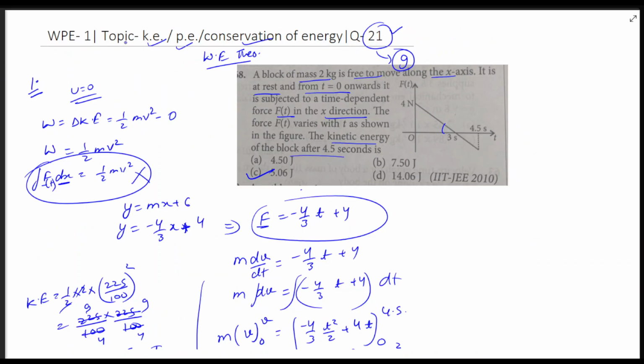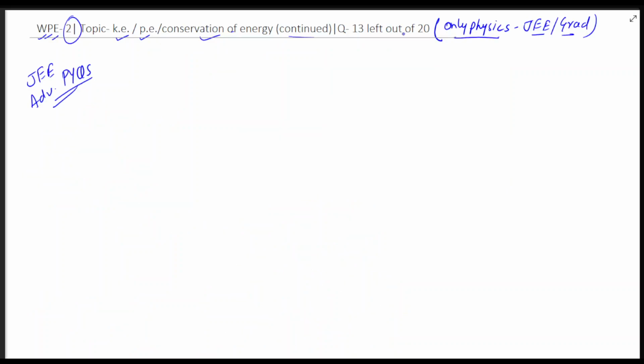In the same video, the second topic was on kinetic energy, potential energy, and conservation of energy. There were 21 questions, but we have only discussed 8 questions. So we are left with 13 questions from this.